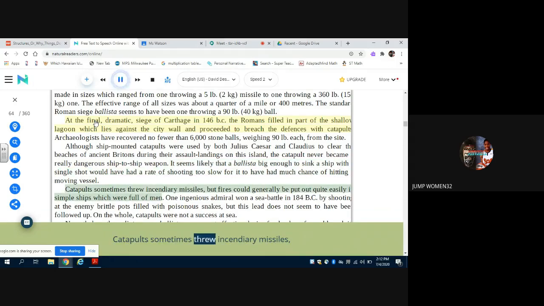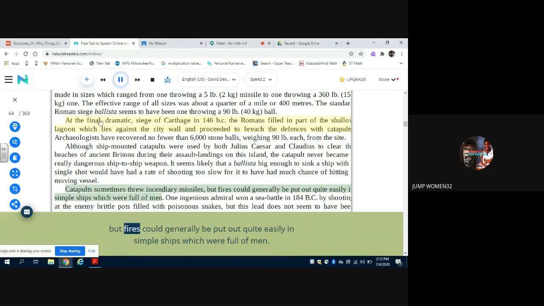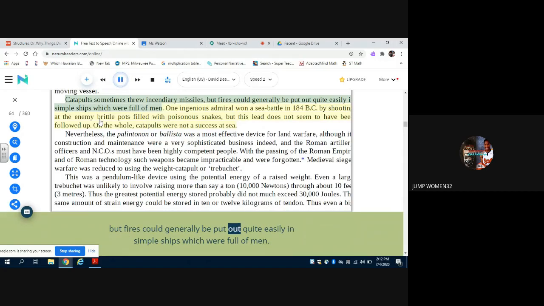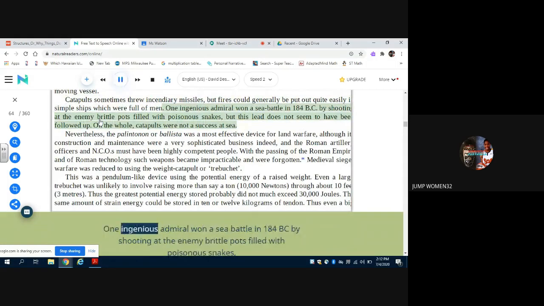Catapults sometimes threw incendiary missiles, but fires could generally be put out quite easily in simple ships which were full of men. One ingenious admiral won a sea battle in 184 BC by shooting at the enemy brittle pots filled with poisonous snakes, but this lead does not seem to have been followed up. On the whole, catapults were not a success at sea.